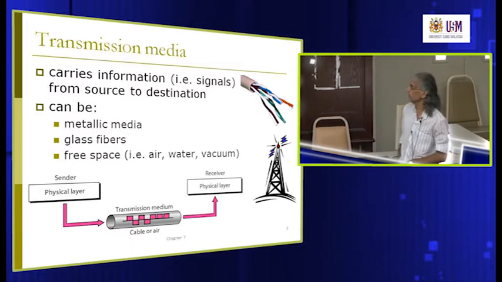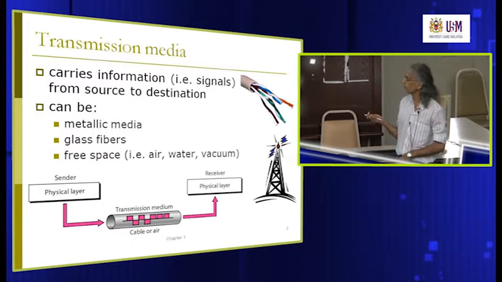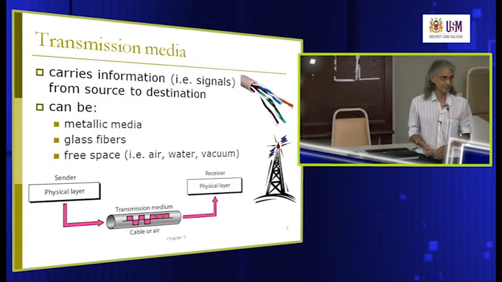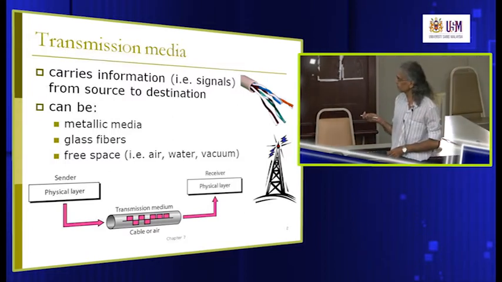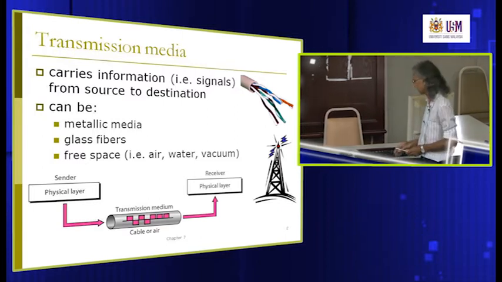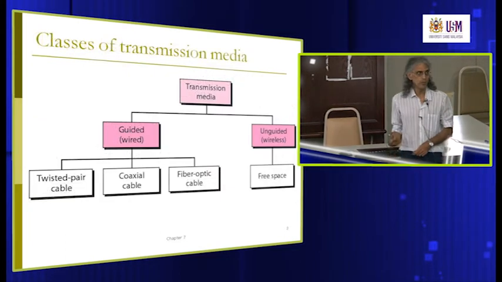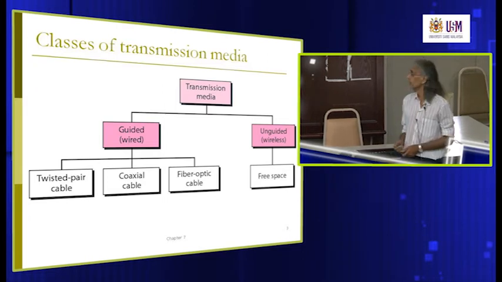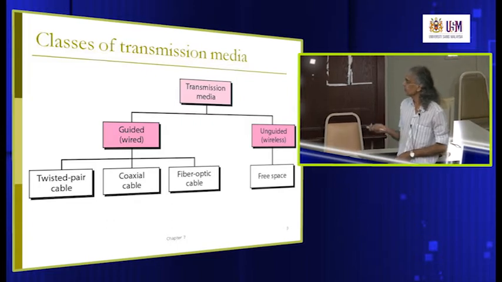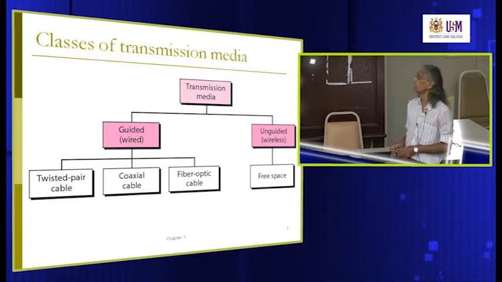The transmission media can be either metallic, glass fibers, or even free space. So either there are cables or no cables. As I said earlier, transmission media must exist between the sender and the receiver, all the way. These are the different transmission media we will look at in this chapter. There are two types, guided and unguided. We're going to take a look at three types of guided and about three types of unguided.